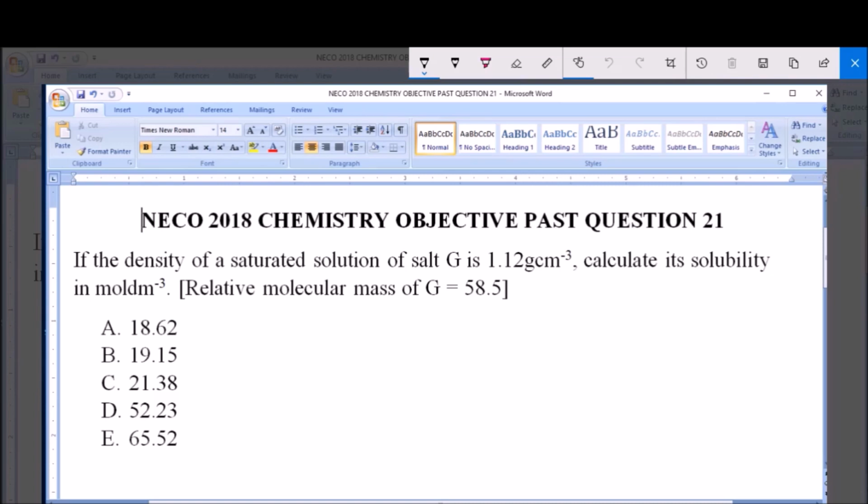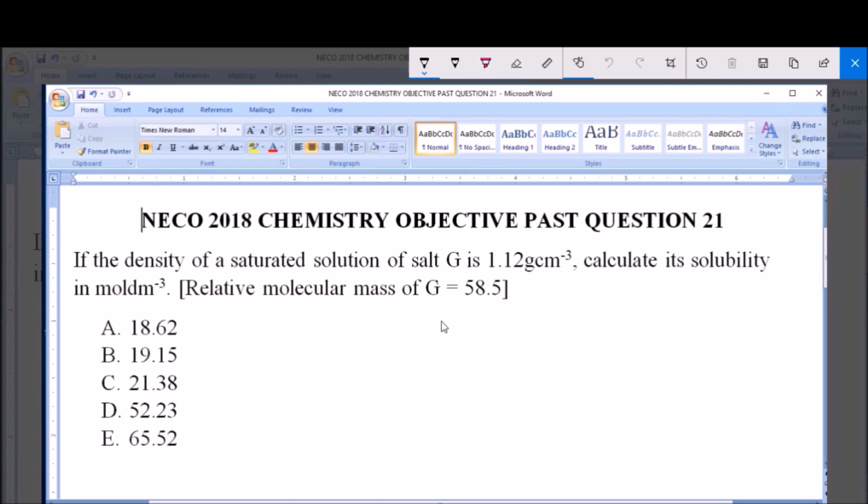I will be answering NECO 2018 Chemistry Objective Past Question 21. If the density of a saturated solution of salt G is 1.12 gram per centimeter cube, calculate its solubility in mole per dm cube, given that the relative molecular mass of G is equal to 58.5. A, 18.62; B, 19.15; C, 21.38; D, 52.23; and E, 65.52.